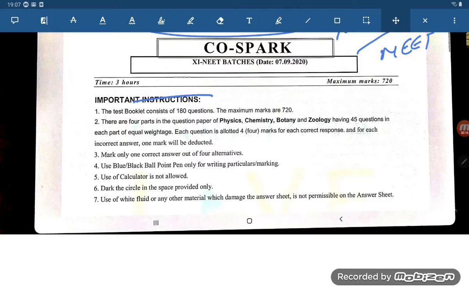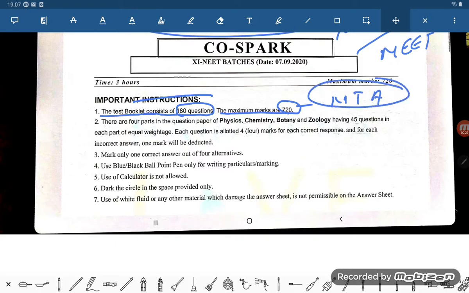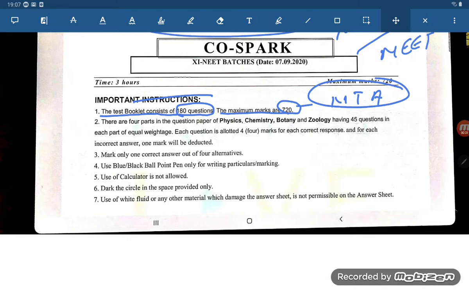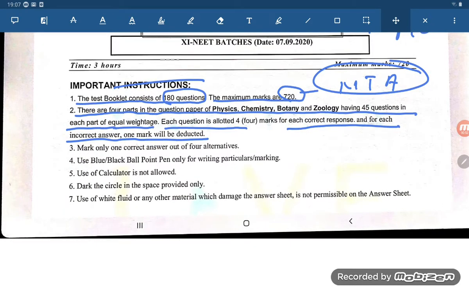What is the instruction? The test booklet consists of 180 questions. The maximum mark is 720. That is standard, whatever the NTA is taking, students. The NTA designs the paper accordingly. There are four parts in the question paper: physics, chemistry, botany, zoology, having 45 questions in each part with equal weightage. Each question is allotted 4 marks for each correct answer, and for each incorrect answer 1 mark will be deducted. Mark only one correct answer out of the 4 alternatives.